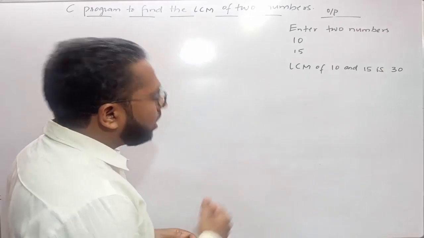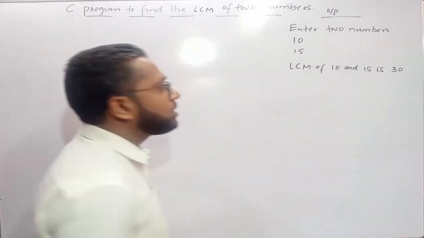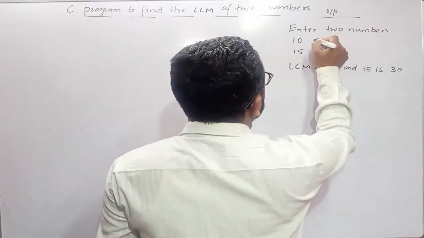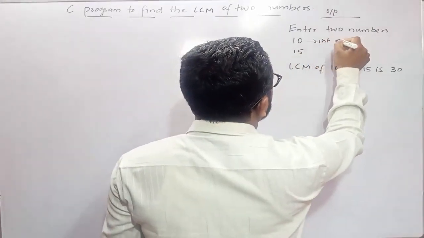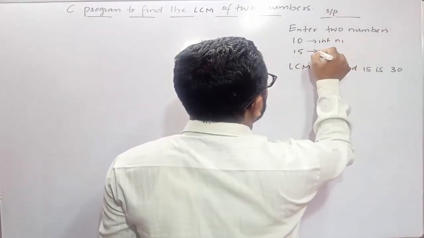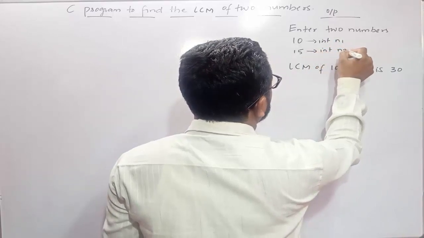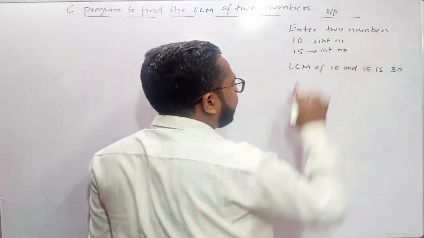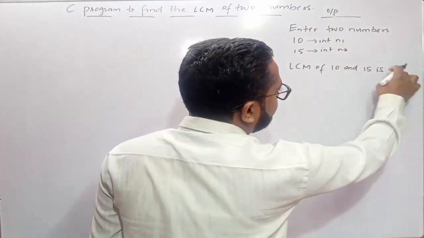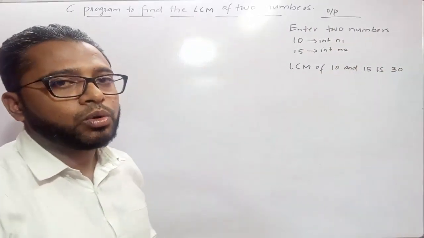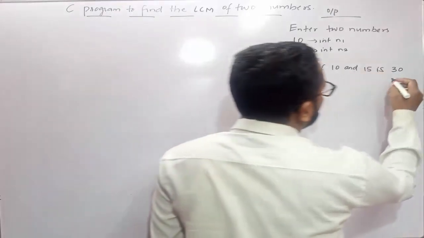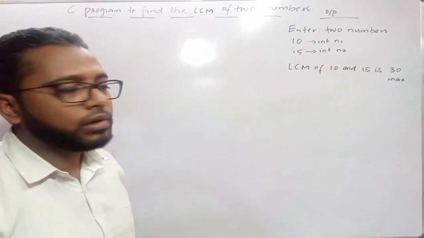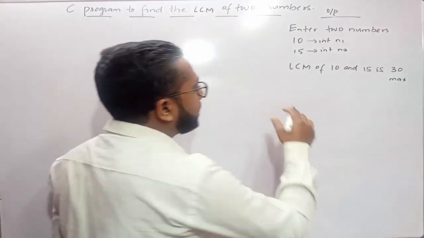Since I'm asking the user to enter two numbers, in our program to store these two numbers, we need to create two integer variables, let us say n1 and n2. These two values get stored inside n1 and n2, and at the end we are getting this 30 also, right? So in our program we need to store this 30 also, so we will create one more variable, max, of type integer.